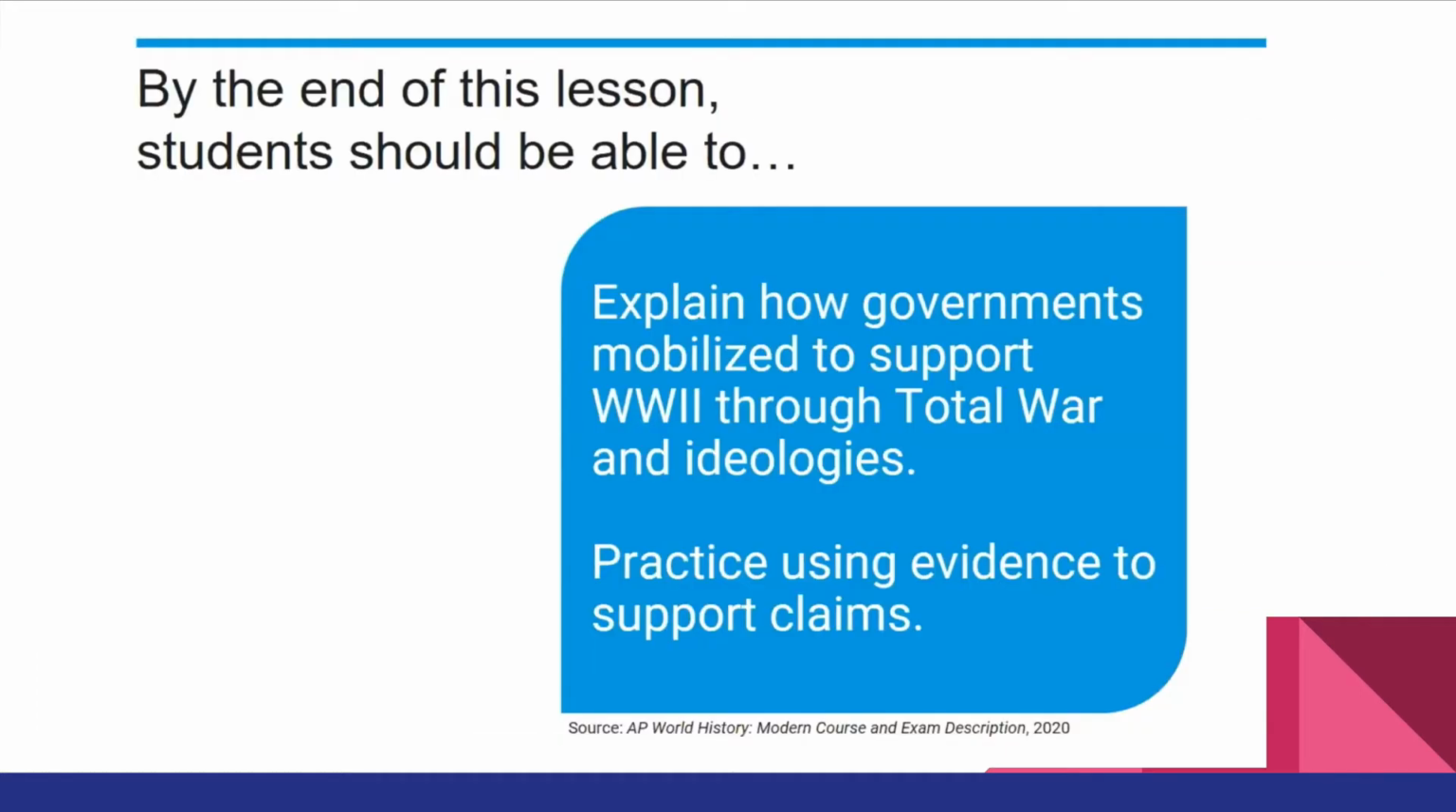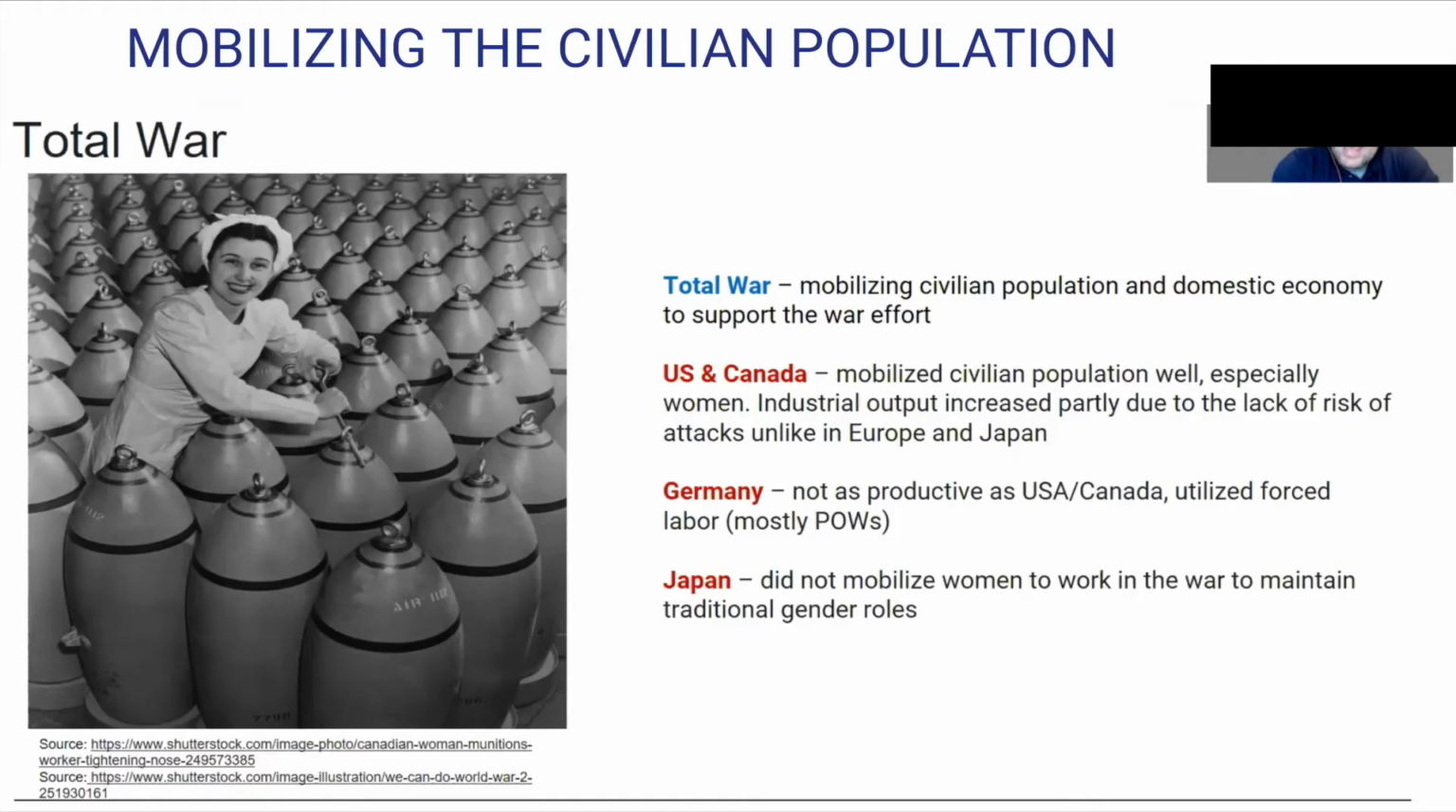All right, let's move. We're going to explain how governments mobilized to support World War II through total war and ideologies. So how did governments mobilize their citizens? The skill is we're going to practice using evidence to support a claim. First, let's talk about mobilizing the civilian population for total war during World War II. And we have total war, mobilizing civilian population and domestic economy to support the war effort. Okay, that's total war for mobilizing civilians within a given country.